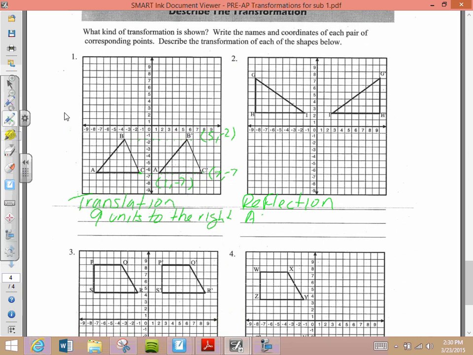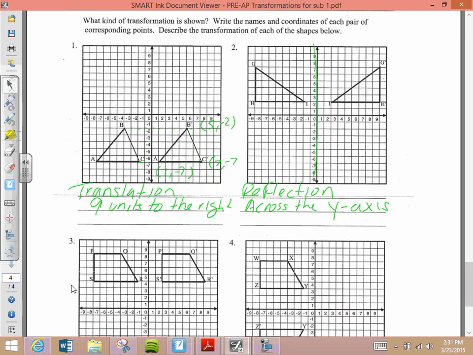Reflection across where? The y-axis, right? You reflected across this guy. And then you will need the coordinates for that too. Well, what happens if this shape was exactly the same? Let's say it was an equilateral triangle, and it was on this side. How would you know if it was a reflection or translation? How can you prove to me that it was a translation and not a reflection, or the other way around?